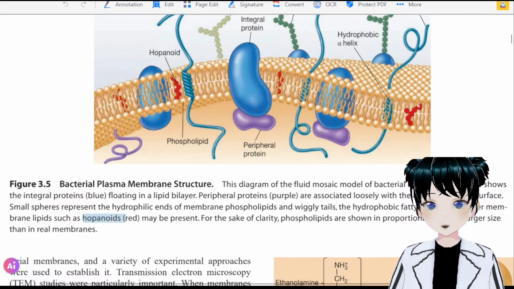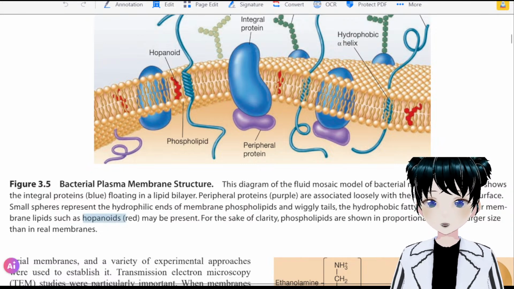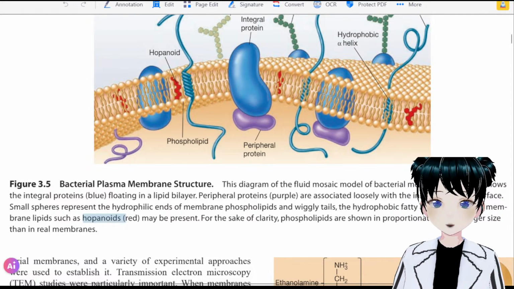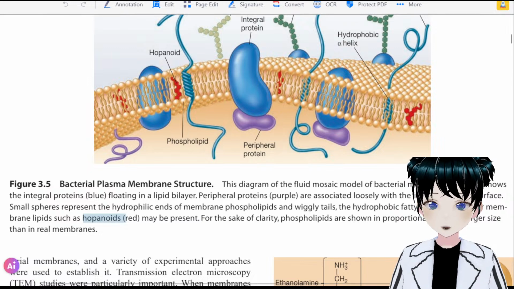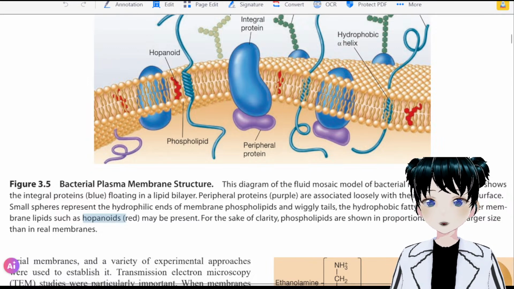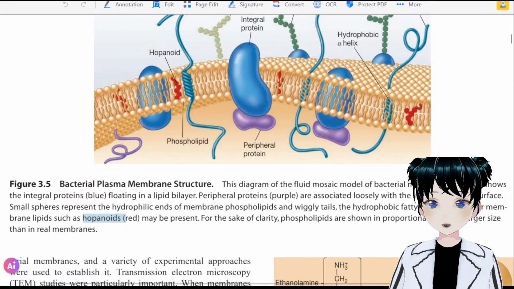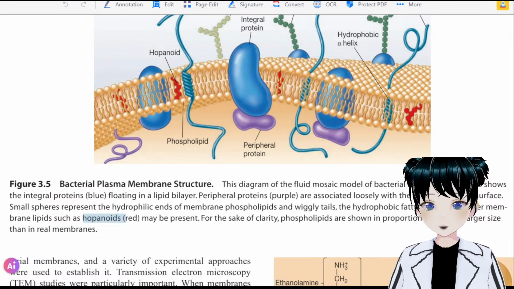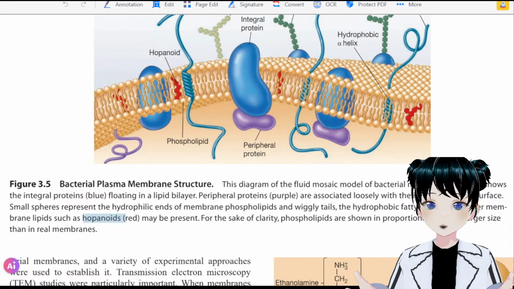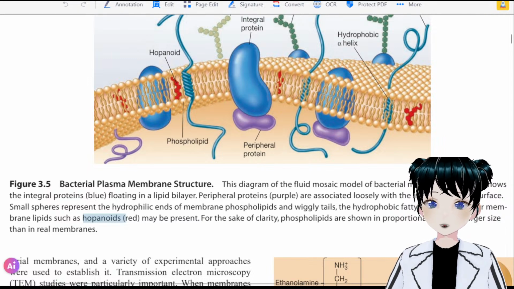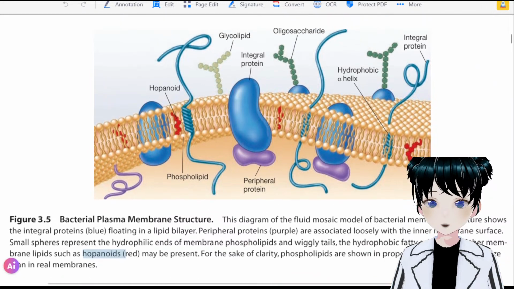It is fixed. Anyway, so these are the three types of proteins: the peripheral protein, the integral protein, and the hopanoid, right? These are the general categories of the protein. Now we have carbohydrates and the lipids. And what other things remain? Lipids, carbohydrates, no, nothing else remains, right?